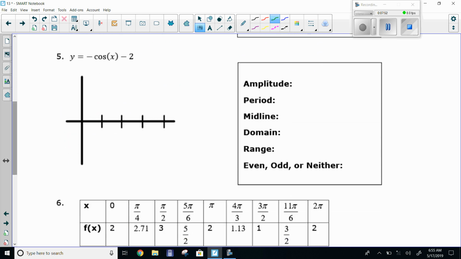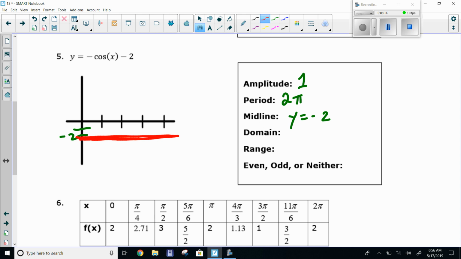Okay, next one, amplitude. Amplitude is the number in front, but it can't be negative, so the amplitude is 1. The period, since it's just an x, it's always going to give us a 2 pi. And then our midline is at y equals -2. And I hope you notice that the midline is always y equals. So we go down 2, and then we mark off the midline.